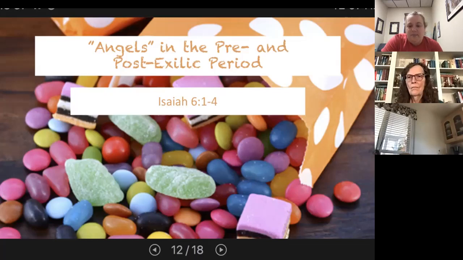Now, I find this one interesting because it has all the wings and everything that we associate with angels. But the word angel does not appear in this description. It's flaming creatures. And so are these angels? What does that mean?